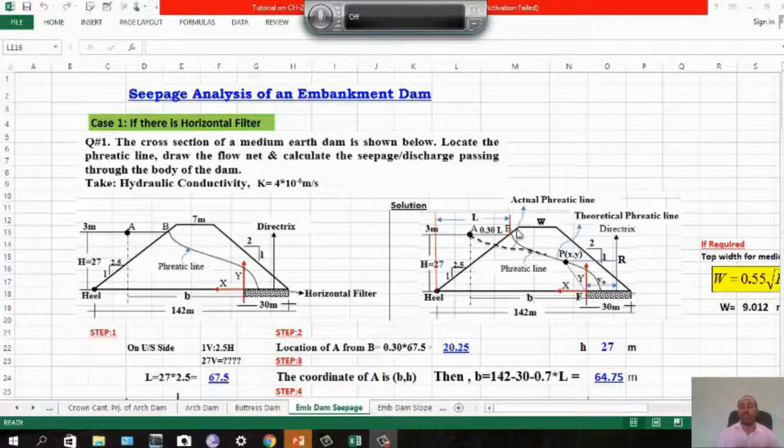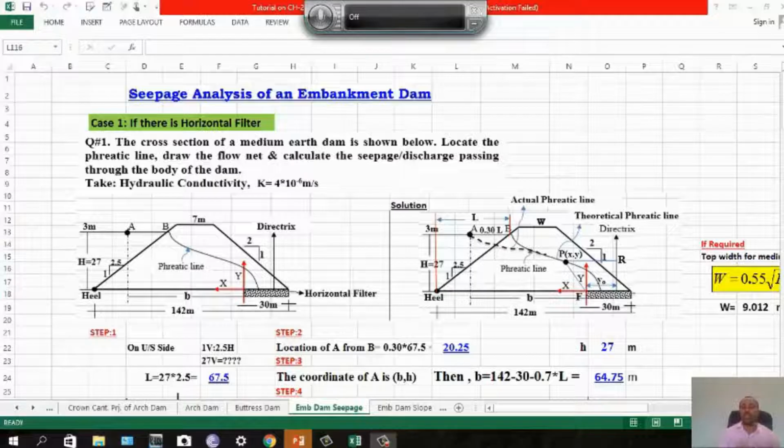The actual phreatic line is this dotted line, and the smooth line is the theoretical phreatic line. You have X and Y directions at this point. The principal focus must be put at the initial point of the horizontal drainage blanket. So you have a parabola, and you have a directrix. This is the directrix, a line which is parallel to the vertical axis, which is the Y axis.